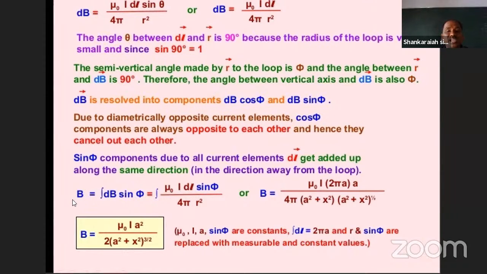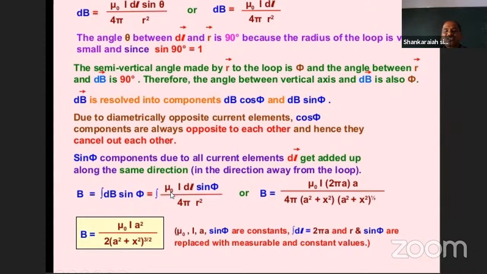Here integration of dB is equal to integration of dB sin phi. Integration of dB is nothing but B. Okay, B is equal to integration of dB sin phi. But what is the formula for dB? dB is equal to mu naught by 4 pi, I dL sin theta divided by r square. Put it here: mu naught I dL divided by 4 pi r square into sin phi.